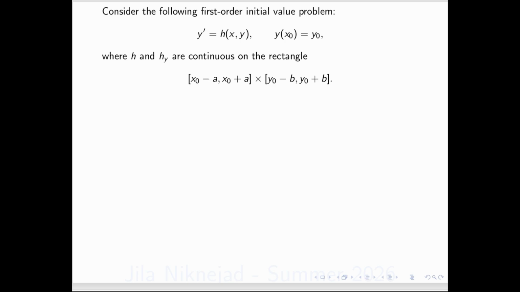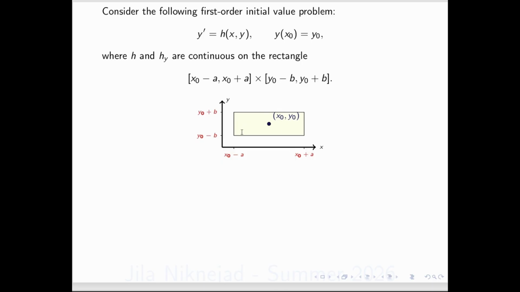Consider the following first-order initial value problem. y prime equal to a function of x and y, h of x and y, and y at x naught is equal to y naught, where h and h sub y, the partial derivative with respect to y of h, are continuous on the rectangle x naught minus a to x naught plus a, closed interval, cross another closed interval, y naught minus b to y naught plus b.